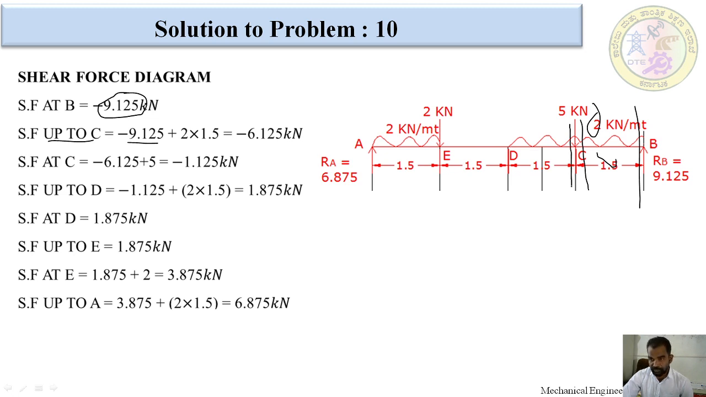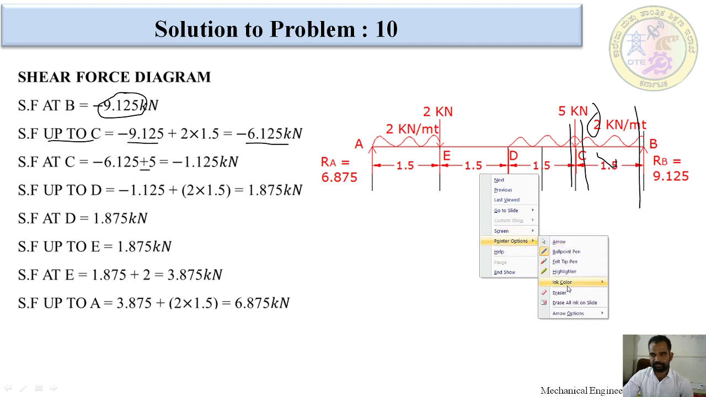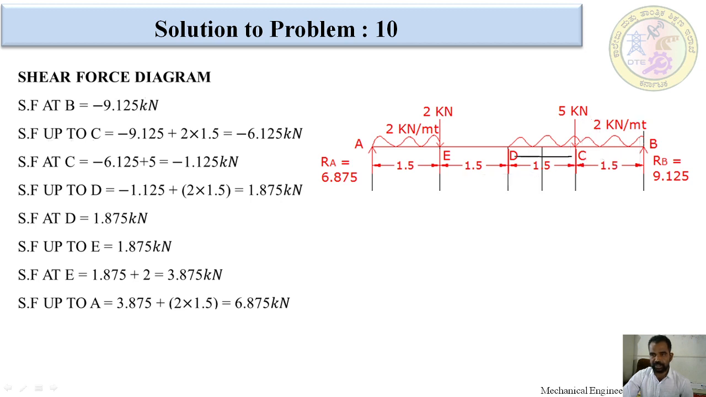At the C point, how much will we get? Plus this value, how much up to C point we got? Plus 5. Up to here we got negative 6.125 plus 5, which is negative 1.125 kN at C point. After this, I want to determine up to D point. Up to D point, at C point we have negative 1.125, plus this UDL of magnitude 2 kN into 1.5, 2 into 1.5. The positive value we got is 1.875 kN up to D point.